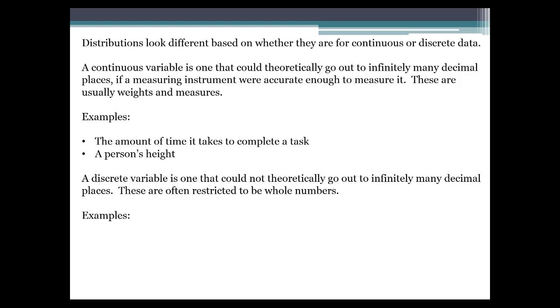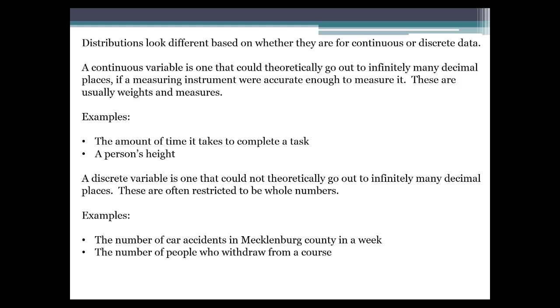Something that's discrete is the opposite of continuous. It could not go out to infinitely many decimal places. These are often, but not always, restricted to being whole numbers. Some examples: number of car accidents, number of people who withdraw from a course. Both of those are restricted to be whole numbers. There are some examples of things that are not restricted to be whole numbers, like shoe sizes. Shoe sizes are discrete, but not whole numbers necessarily. So there are some exceptions to that.